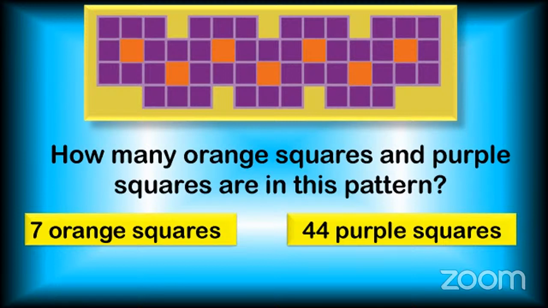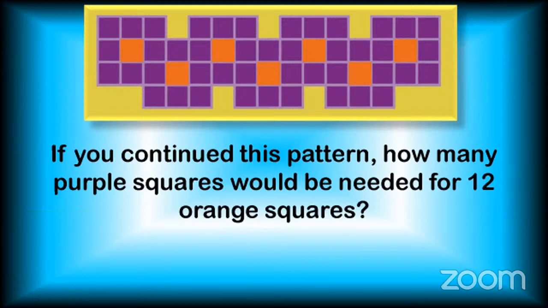Get an understanding. All right, so if you continue this pattern, how many purple squares would be needed for 12 orange squares? Remember what we did previously? There are different ways that you can represent this so you can have an understanding. Some persons might have wanted to draw some more orange squares in the same pattern and purple squares on and on until we have 12 orange squares.